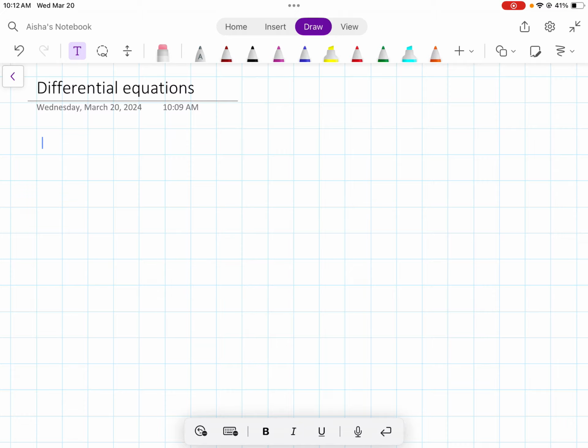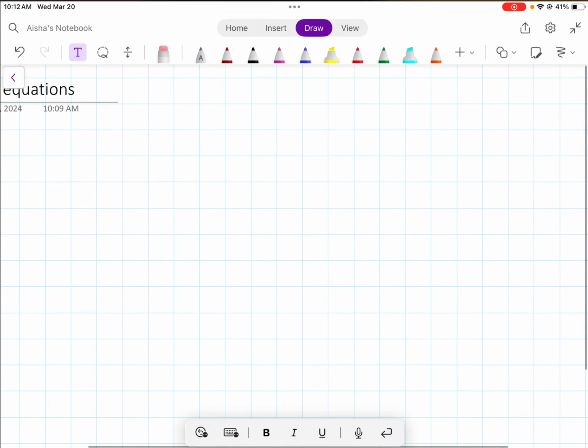We'll be doing differential equations today. So differential equations basically incorporate all concepts of integration, and they help you to integrate an equation which has two variables. So how do we integrate and how do we work on it? Okay.